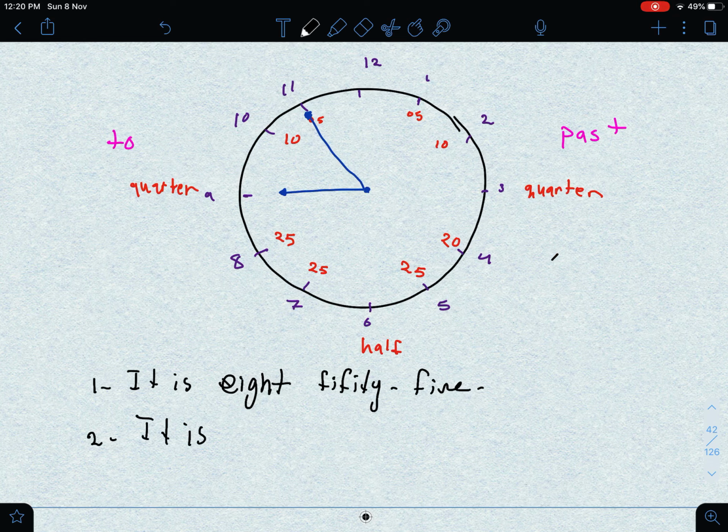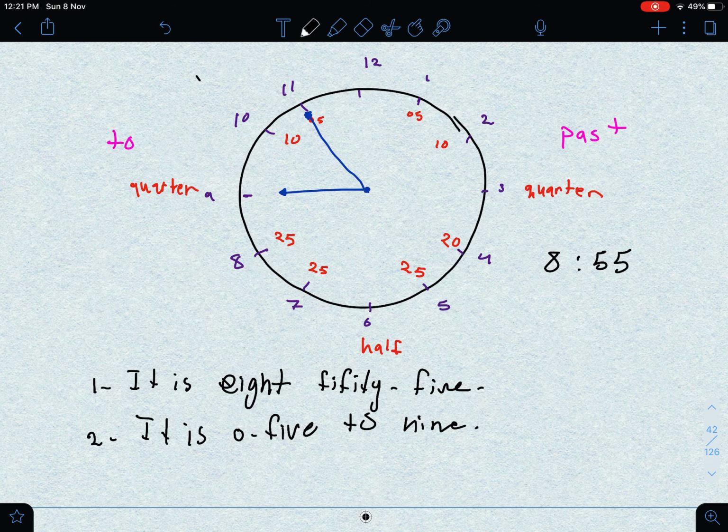Here is the other way. The other way, we start with the minute first. So it is 05 to 9. On this side, it means we have 5 minutes left until it becomes 9.